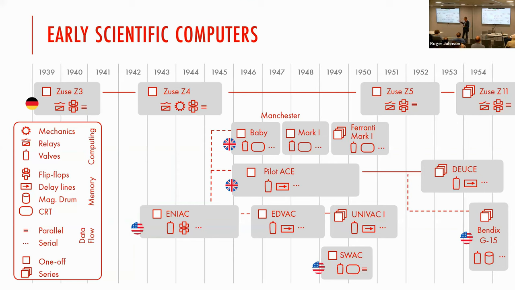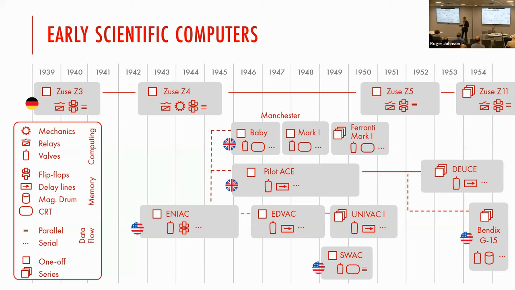And mechanical components were still used for the actual computation, mainly by Zuse in Germany, who had his own tradition and family of computers. Relays definitely were a viable option, valves if you wanted something as fast as possible. Different storage technologies were being explored. Storage was one of the biggest problems at the time, and we'll get into that.